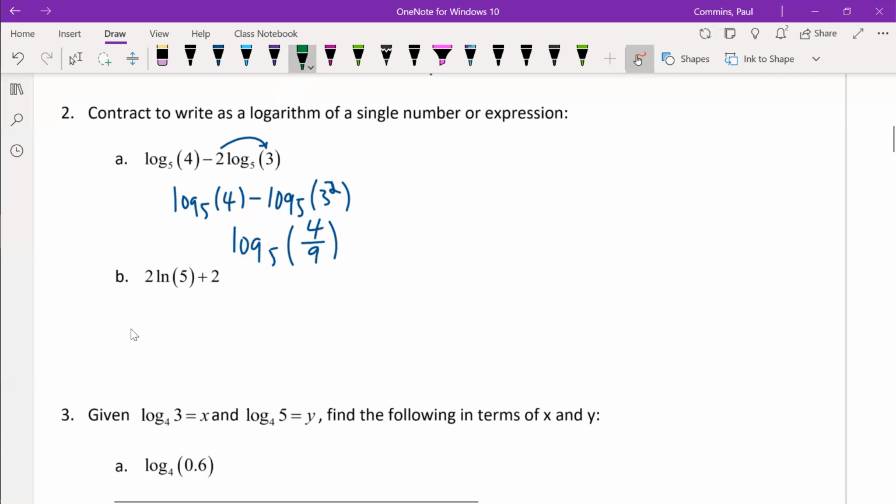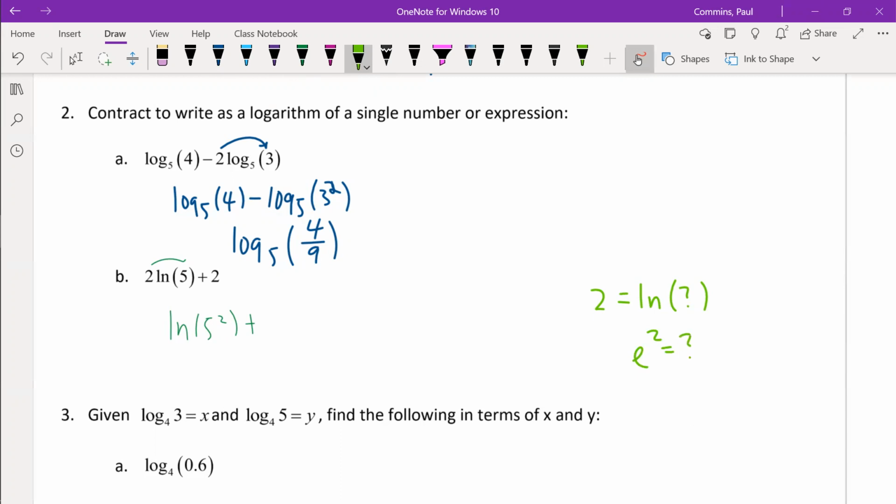This one, the 2 once again can come in, so we have the natural log of 5 squared. And then we're trying to figure out how to write 2 as the natural log of something. So over here on the side, we can think to ourselves, 2 is equal to the natural log of what? Put that in exponential form, start with the base e, cross the equal sign: it's e squared. If you think about it, that makes sense. The natural log of e squared represents the power to which I have to raise e to get e squared. That's obviously 2. So I've turned 2 into the natural log of e squared.